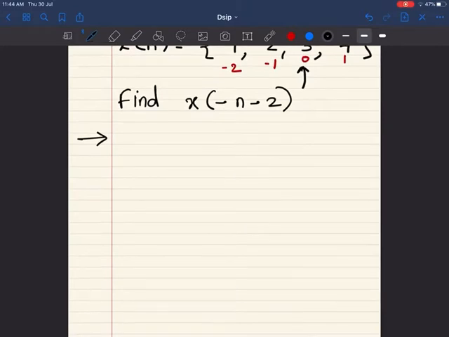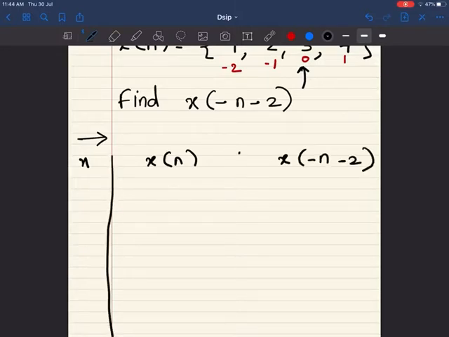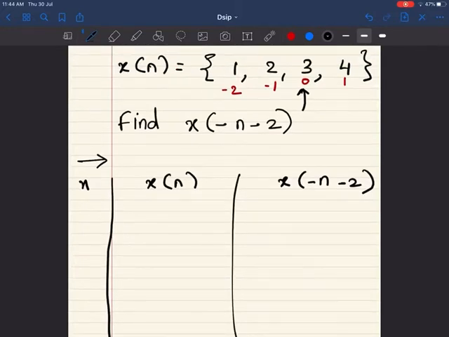We always make a table, starting with the first column, which is n, then we have x of n, and then we have x of minus n minus 2, which is what we have to find. So we have minus 2, minus 1, 0 and 1 as 4 values of n. We have 1, 2, 3 and 4 as 4 values of x of n. Now what we have to do is simply substitute the value of n. Note that we are substituting the value of n and not minus n. So how am I going to do this?